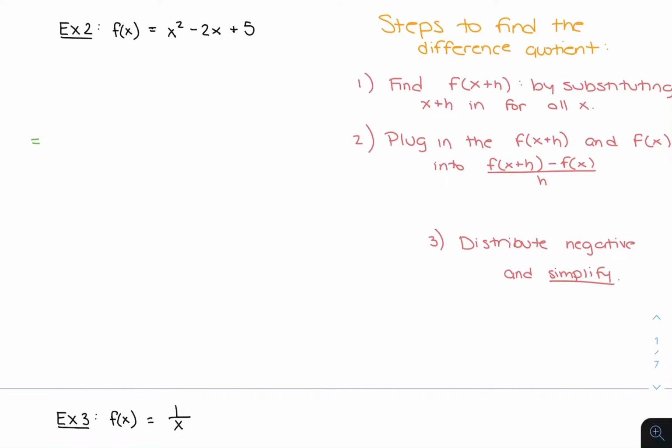Hi everyone! In this video, I will be showing you guys how to do different types of difference quotient examples. And on the side, I will have a list of steps for you guys to follow along. These steps can be used in any kinds of difference quotient problems.